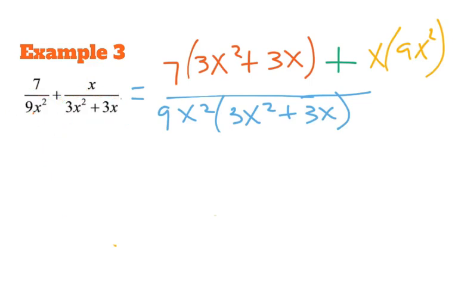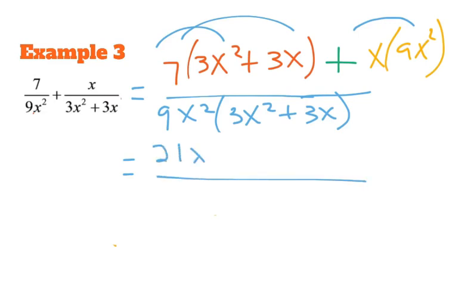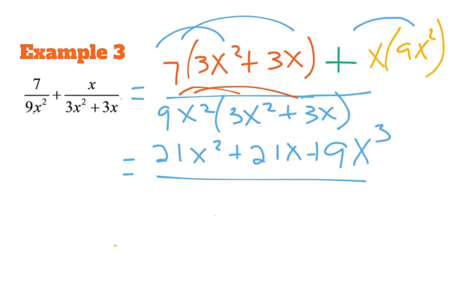Okay, so the nice thing is from here I can already just start distributing things out and combining whatever like terms I can combine. So with the numerator I would get 21x squared plus 21x plus 9x cubed. And in the denominator, if I were to distribute this out, I would get 27x to the 4th plus 27x cubed. Lots that can be factored both on top and bottom.